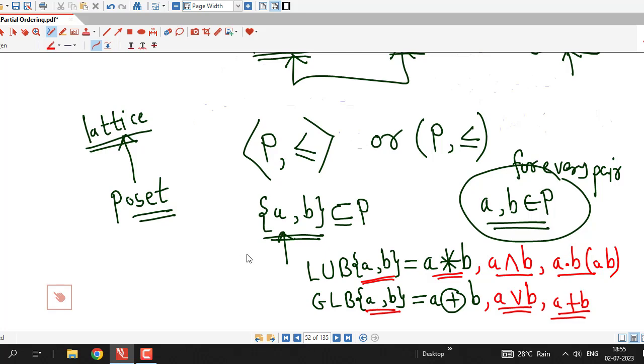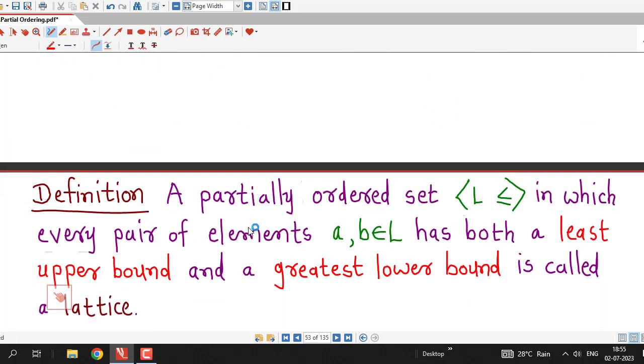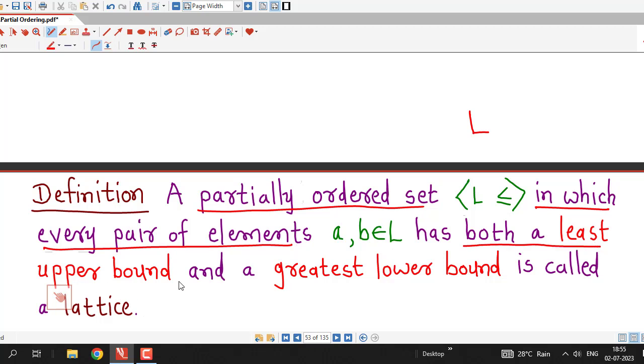So with this in mind, we consider one question which was asked in GTU exam. Before that, they can ask you to define lattice, so you should write systematically that a partially ordered set, we will denote lattice by capital L, therefore I have written capital L here. A partially ordered set L in which every pair of elements A, B has both a least upper bound and a greatest lower bound is called a lattice.